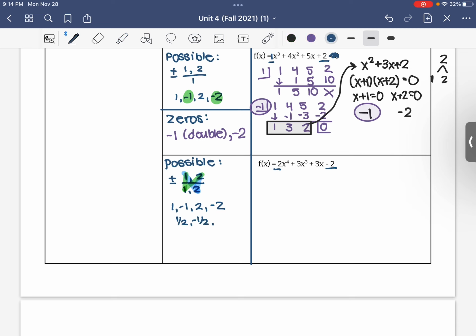Then I drop the first one down, that's 2. Multiply it by the 1, that's 2. Add that to the 3, it gives me 5. Times 1 is 5. Add it to 0, you get 5 still. Times 1 is still 5. Add it together, that gives you 8. Times 1 is 8, and that's definitely not 0. So I'm going to move on and try negative 1.